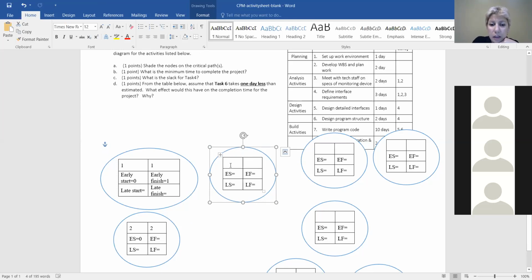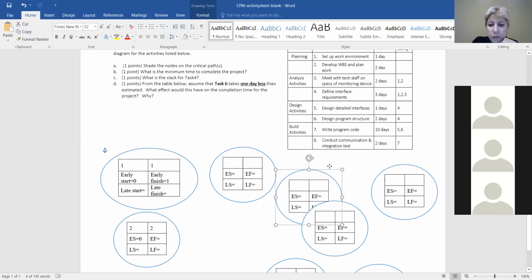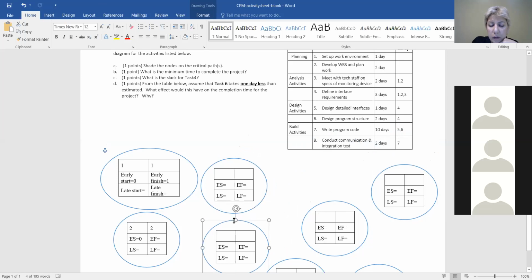Yes, Chris? Can you show what 8 is dependent on? Cool. Mm-hmm.